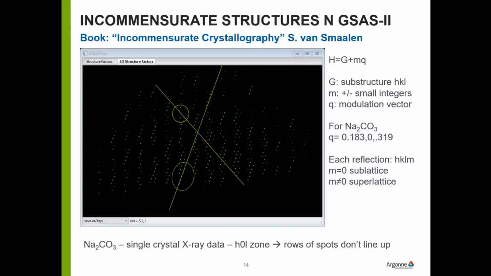So an H reflection then has 4 indices. The conventional HKL, and then there's a fourth one, M, which, if non-zero, means it's part of the superlattice. If it's 0, it's a sublattice reflection. It's a little hard to tell from this picture, but generally the superlattice reflections are much weaker than sublattice. There.